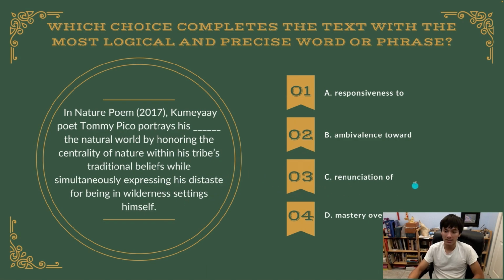Once again, renunciation of means that he's taking away, so kind of he's taking away his like for nature, or maybe he's renouncing his honor of the natural world, which he's not doing. He just is saying that he doesn't really like it, but he still can honor it. And mastery over, he definitely doesn't have mastery over it if he doesn't like being in the wilderness. So that would be the correct answer there.